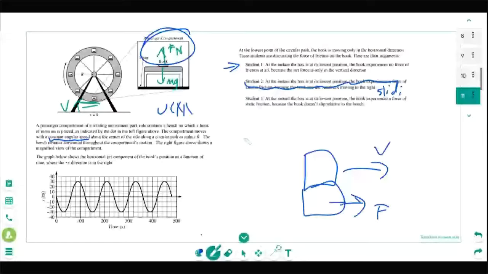Student three, like I get what you guys are saying. We have static friction going on here, because if there was a force pushing the book to the side, you would have static friction. But I don't see a force going to the side. I see just two forces, an up and a down, going on there.